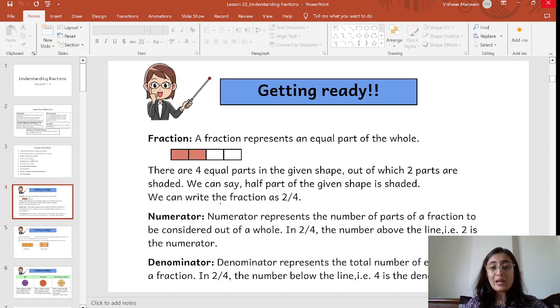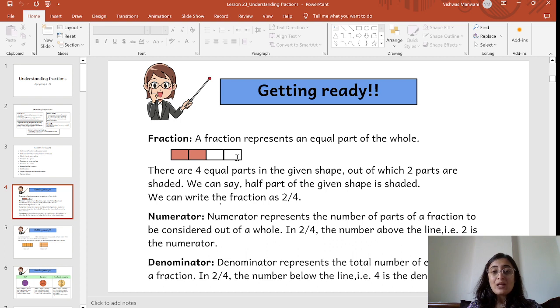So first thing that we need to understand is what is a fraction? Okay, so a fraction represents an equal part of the whole. So when it says it represents an equal part of the whole, let's assume that there are four equal parts. Like here in this shape, you can see that this shape has been broken into four equal parts, right? So out of the four given parts, as you all can observe, two of them are colored and two of them are blank.